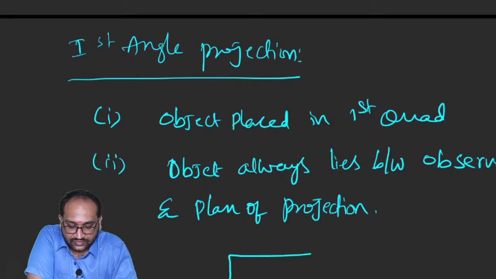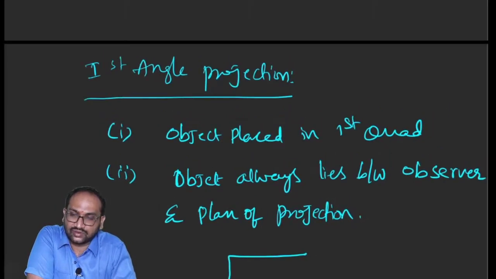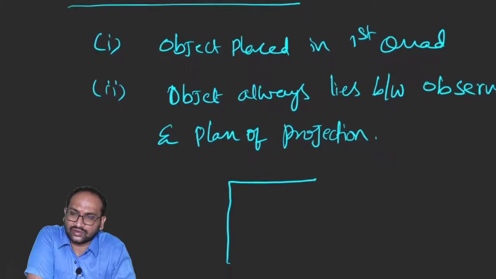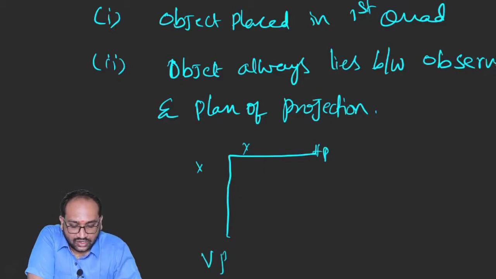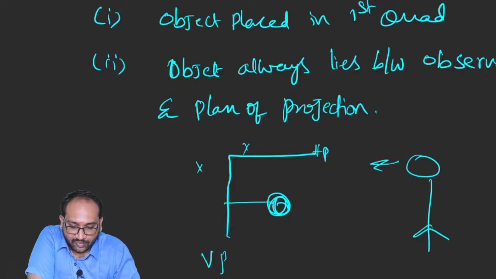Okay, this is first quadrant. This is XY reference line. This is HP and this is VP. Object is placed in first quadrant. Observer sees the object in this direction. So front view is projected on vertical plane. Similarly, observer sees the object in this direction. Top view is projected on horizontal plane.